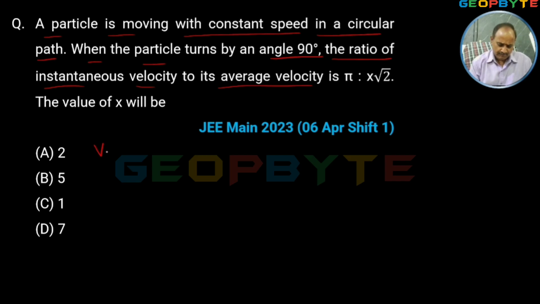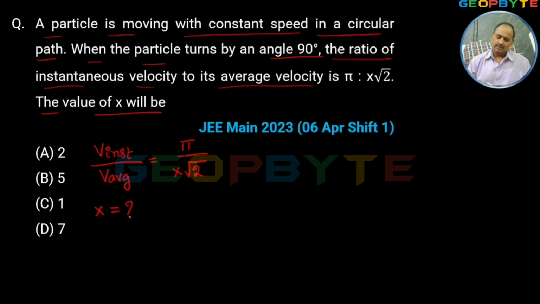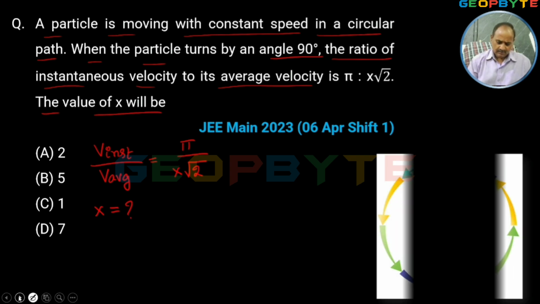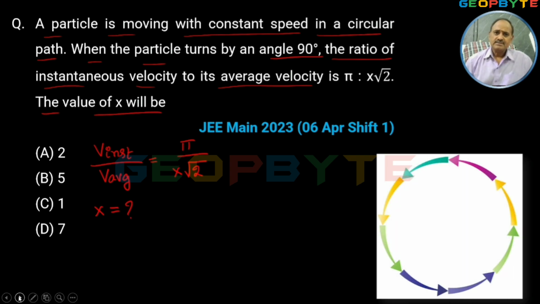The ratio between the instantaneous velocity and average velocity is given as pi by x root 2. Then what is the value of x? That is the question. Since the circular path is followed by the particle with constant speed, right?